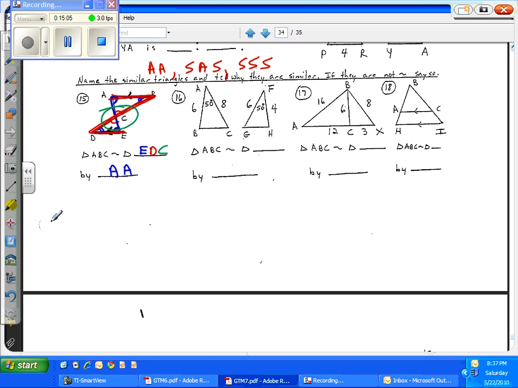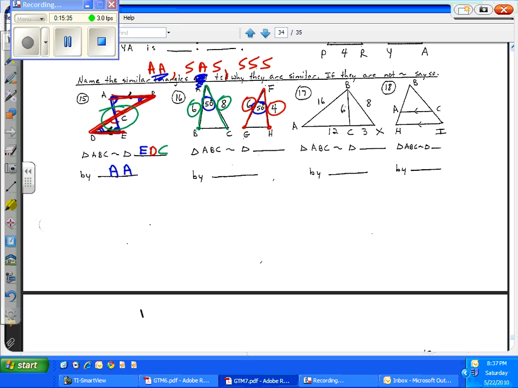Number 16, we have an angle of one triangle is equal to an angle of the other. That's all we know about the angles. We don't have two angles. We've only got one angle, so all we can try is side-angle-side. So we look at the sides that form the angles. The sides that form this angle are 6 and 8. The sides that form this angle are 6 and 4.